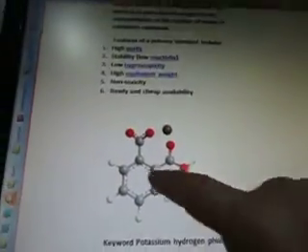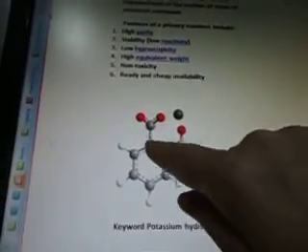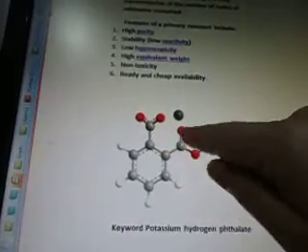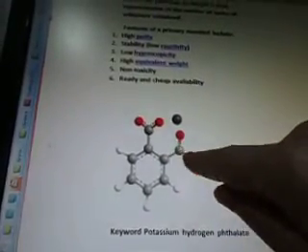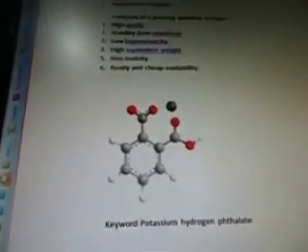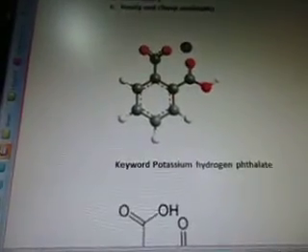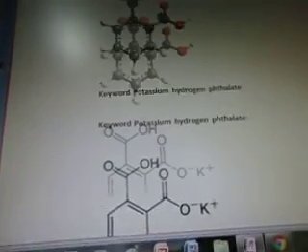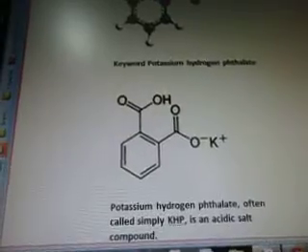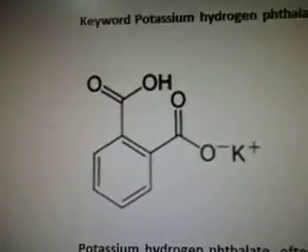Notice the shape of the hexagon there, and then we've got the three-part here, and you got a three-part here. This is the same thing as that other shape that I saw. I forget what it was called. Keyword potassium, hydrogen, phthalate. So we have hydrogen again, another keyword that we had.